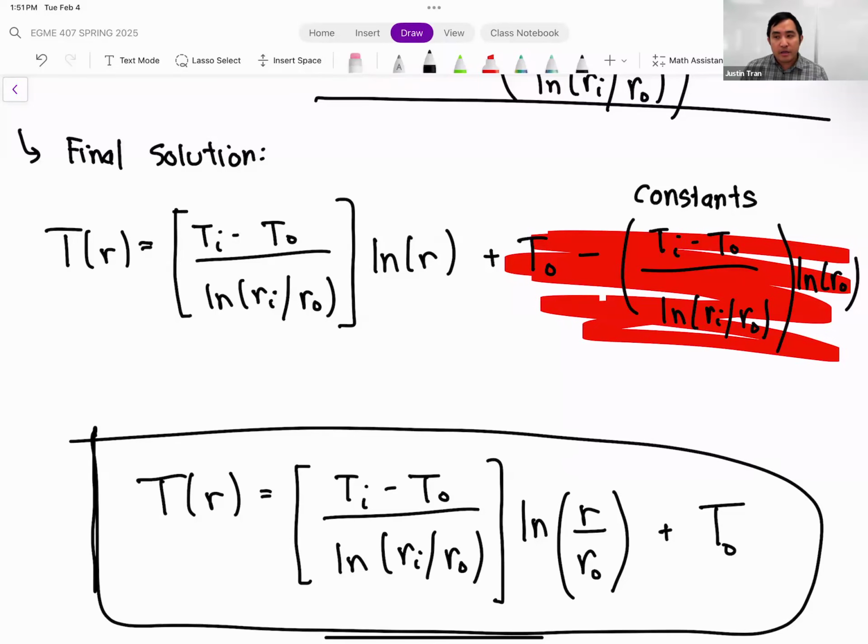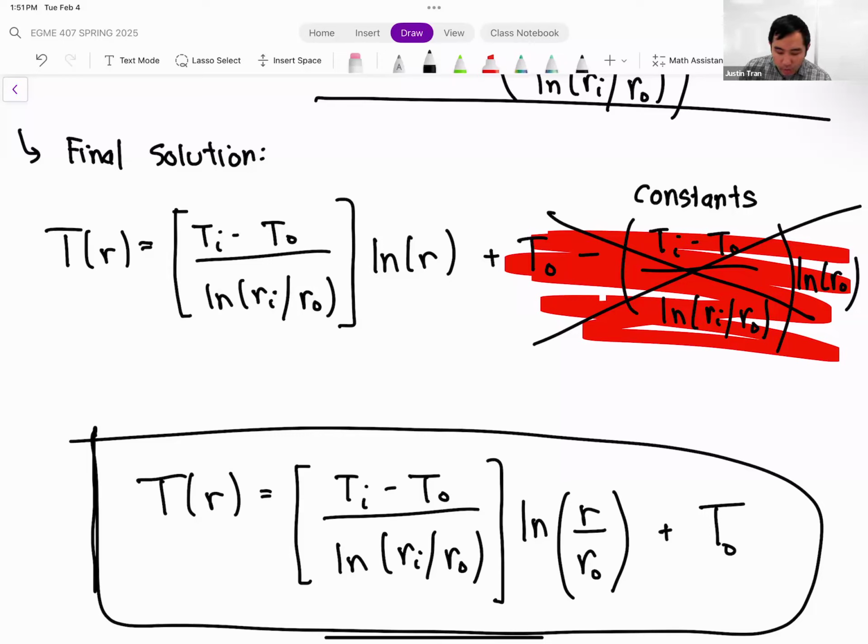To is a constant, Ti is a constant, Ri, Ro, all constants, right? You take the natural logarithm of a constant, you just end up with a constant. And so what happens when you take derivatives of constants? They just go away, right? Even though it looks intimidating to take the derivative of such a long function, most of it just ends up going away.